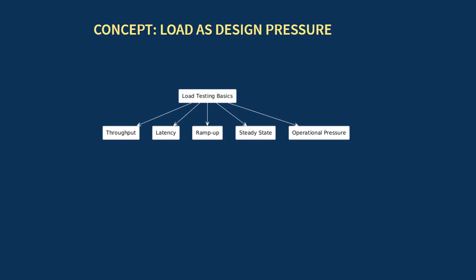Now treat load as design pressure, not as a benchmark number. Throughput, latency, ramp-up, steady state, and operational pressure are all ways to surface hidden assumptions. What assumption is usually hidden? Often it is that the system only has to behave correctly in the happy path. Load testing asks which condition must remain true when concurrency, retries, or timing shifts.